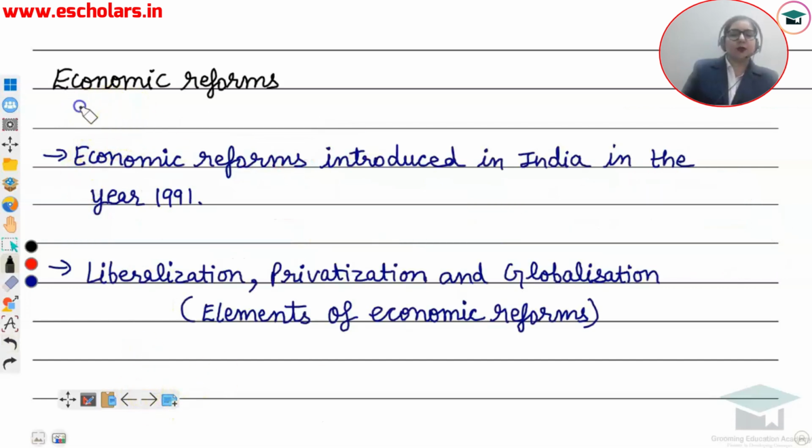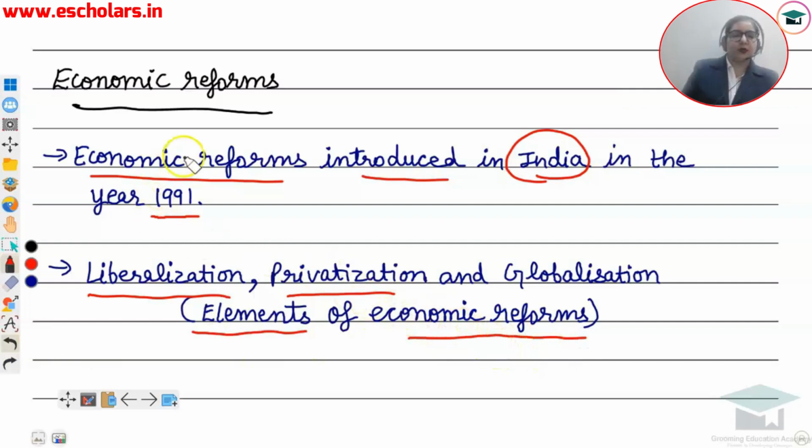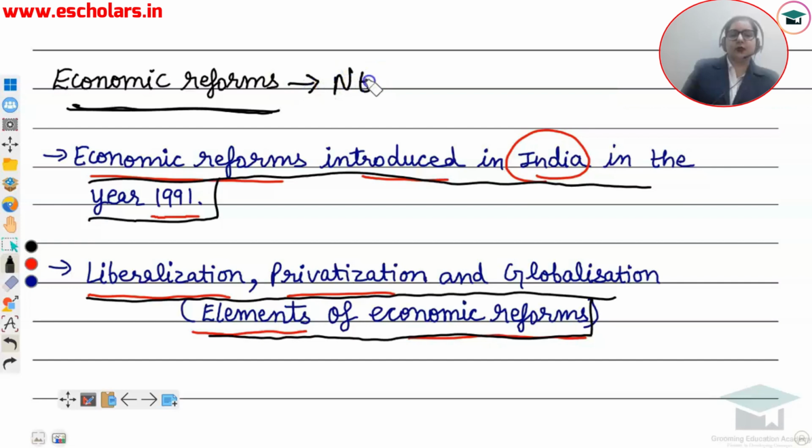Now students, we will talk about economic reforms in detail. See, economic reforms were introduced in India in the year 1991. Basically, liberalization, privatization and globalization were the elements, or you can say the components, of economic reforms. Okay, so let's recall it till now. Economic reforms introduced in India in the year 1991. Liberalization, privatization and globalization are basically the elements of economic reforms. Economic reforms also refers to NEP, that is National Economic Policy.